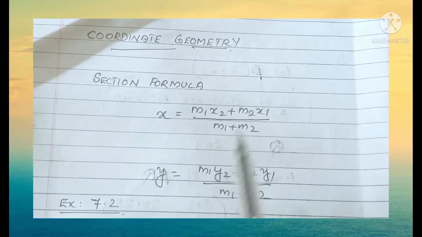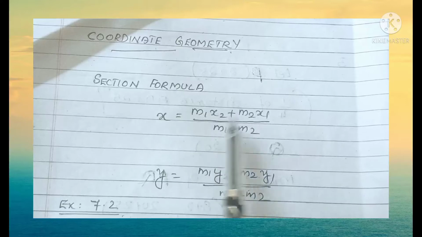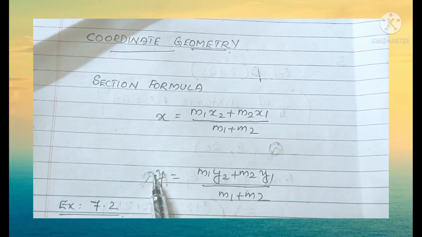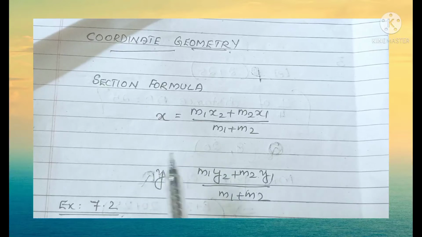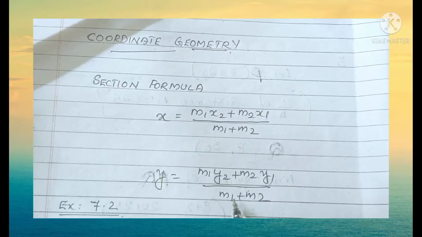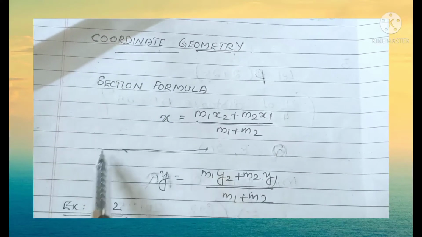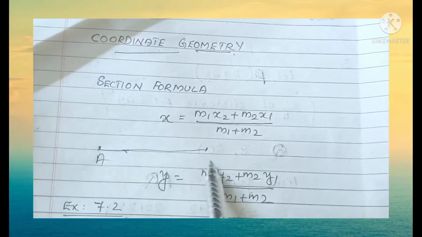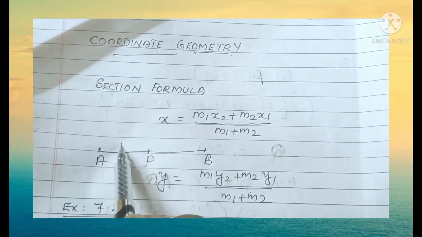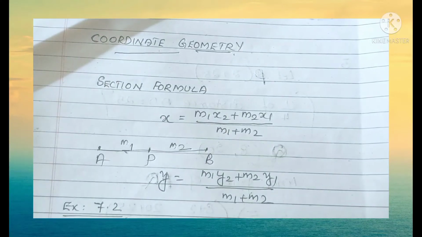Children, let us continue the next topic in coordinate geometry, section formula. Here we want to find the coordinates of xy. That point divides a line into two ratios m1 and m2. For example, this is a line segment named AB, and P is the point, and P divides AB in the ratio m1 is to m2.